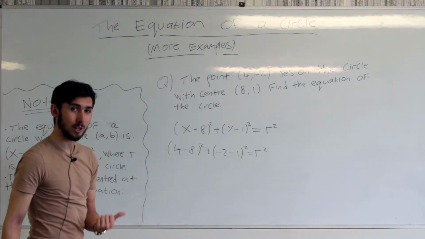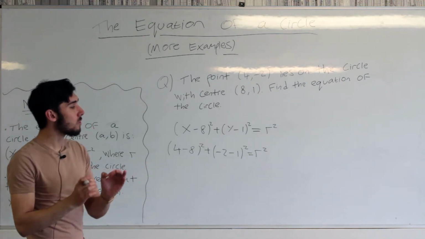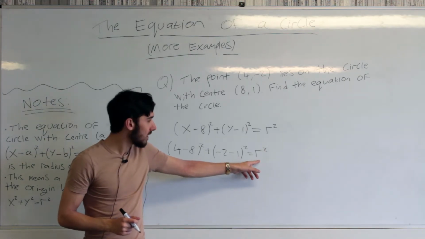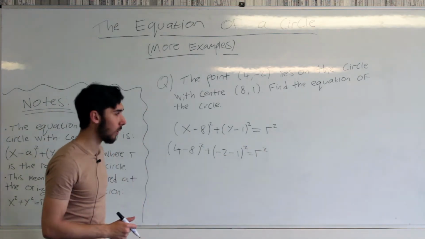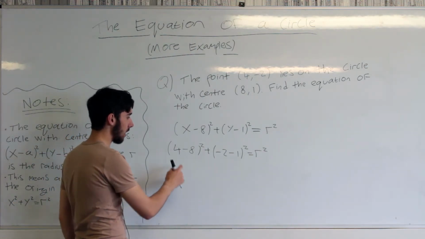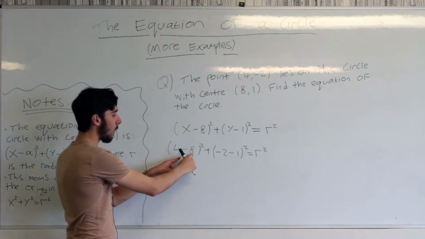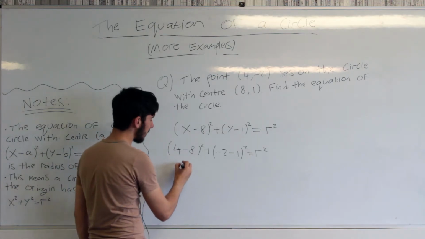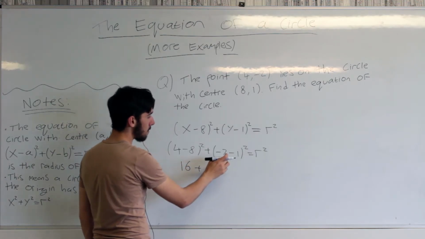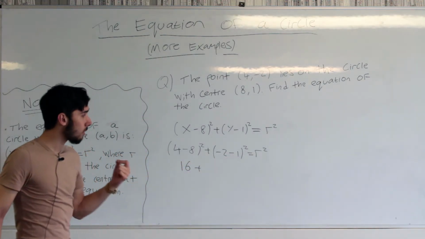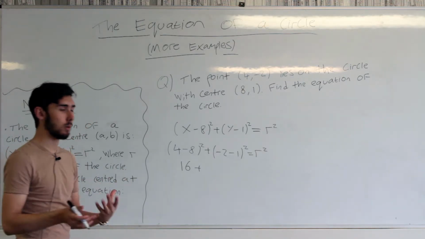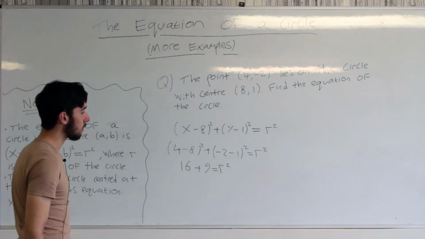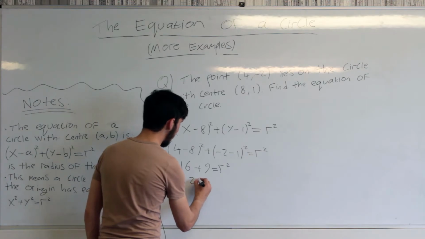Now we just need to solve this and it will tell us what r² is. We don't even need to find the square root of r². We don't even need to find r. We can just leave it in terms of r². So again, I'll talk about that in a second. 4 minus 8 is -4, but if we square -4, we get positive 16. So this says 16 plus, and then -2 minus 1, that's -3. But remember, (-3)² is positive 9. We get 16 + 9 = r². Now that means that 25 is equal to r².